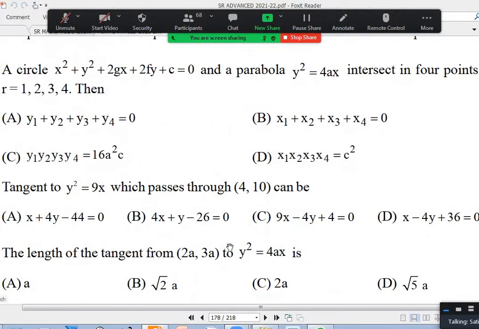Okay, 13. From an external point, we don't have any formula like root S11 in parabola. Then how do you find length of tangent from an external point? You have to really find where it is touching, the point of contact, and then use the distance formula. So those who completed 11, please try 13.